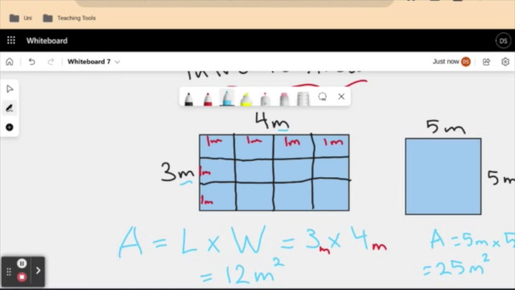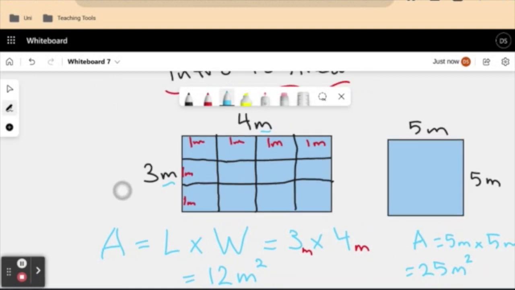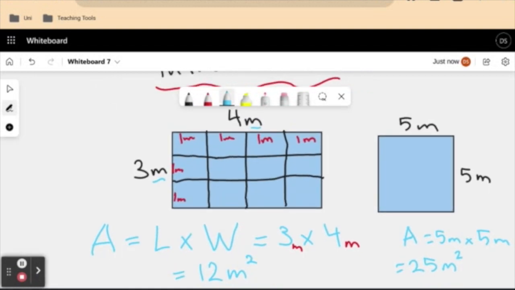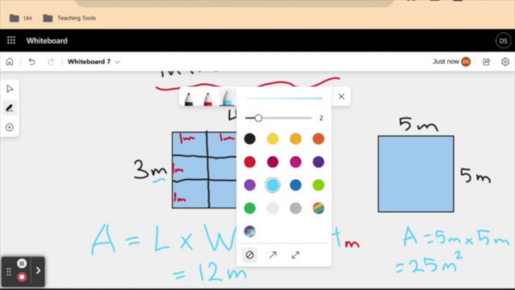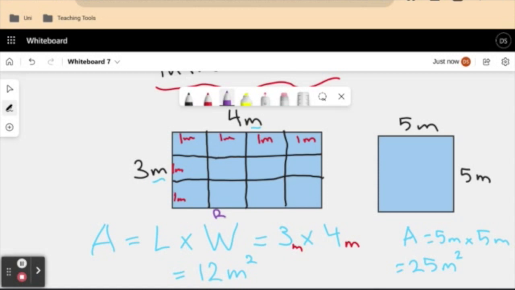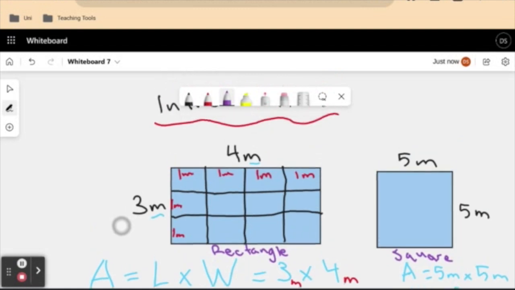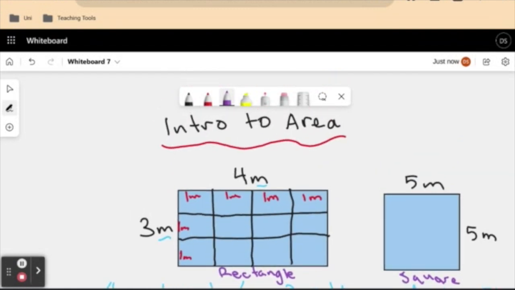So I'll leave it here with these two more simple quadrilaterals. We have a rectangle and a square. We will look at a couple of other quadrilaterals in future videos. This is just to give you a light introduction into the study of area in measurement.